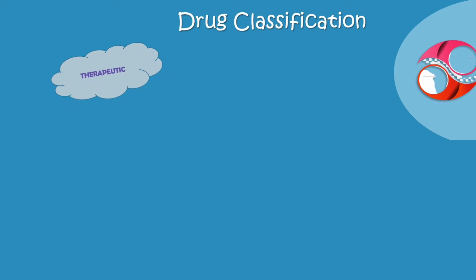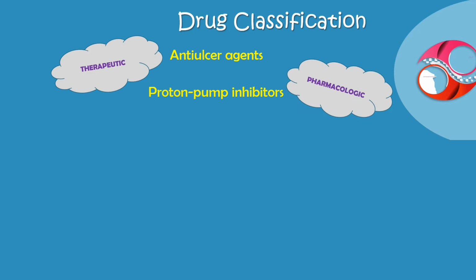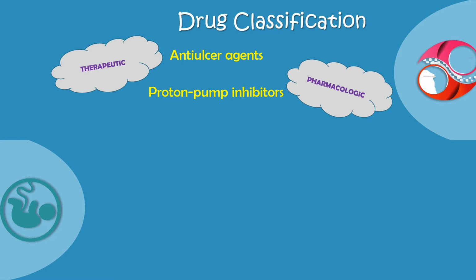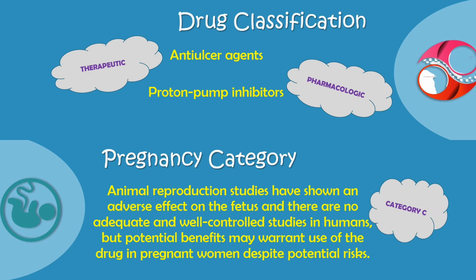My drug classifications are anti-ulcer agents and proton pump inhibitors. I am also classified as a Category B drug. This means that animal reproduction studies of me have shown an adverse effect on the fetus, and there are no adequate and well-controlled studies in humans. But my potential benefits may warrant my use in pregnant women despite potential risks.